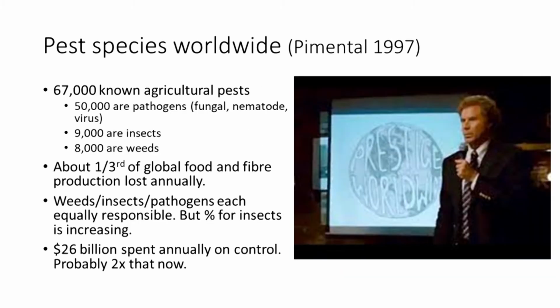All right, so 10,000 foot view. Pest species worldwide, 67,000 known agricultural pests. The vast majority of those are pathogens, so that would be fungal, nematode, or plant viruses. And the remainder, you can see, insects and weeds. About 1/3, it's estimated, of global food and fiber production is lost annually to agricultural pests.